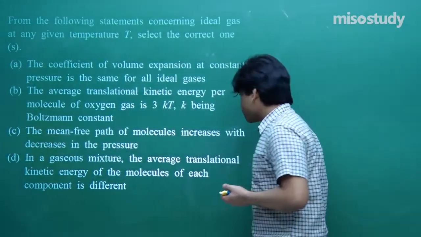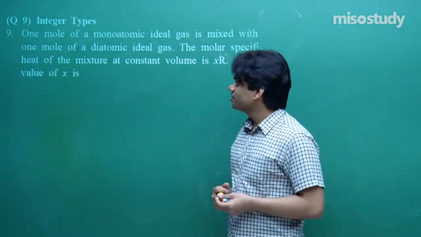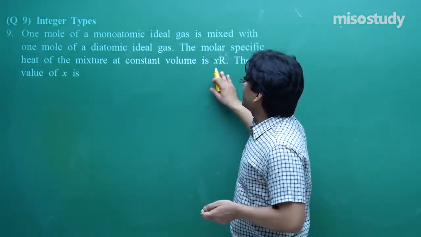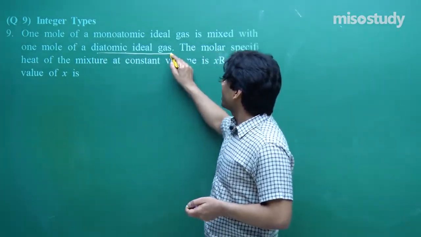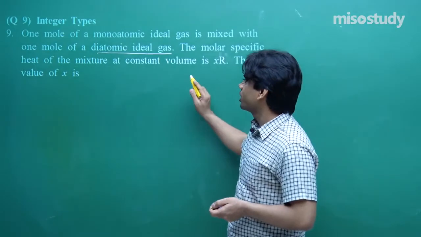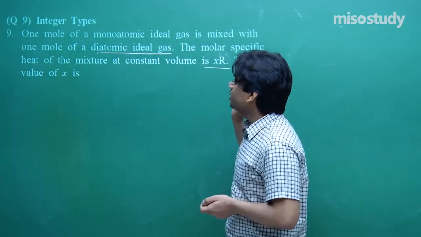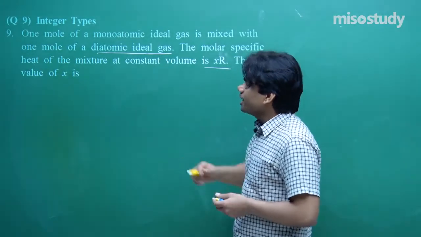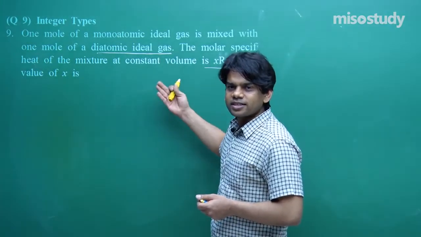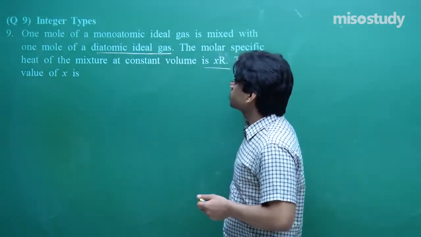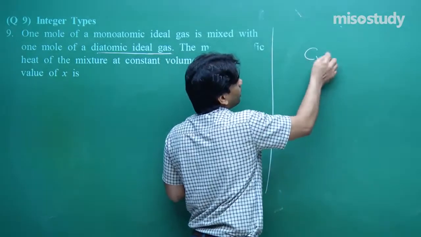Let's go to the next question, question number 9. Integer type, that means you will have one integer as the answer. 1 mole of a monatomic ideal gas is mixed with 1 mole of diatomic ideal gas. The molar specific heat of the mixture at constant volume is XR. The value of X is? Again, this kind of question we already discussed, and the same question can be repeated in your JEE Advanced examination. We need to talk about Cv.